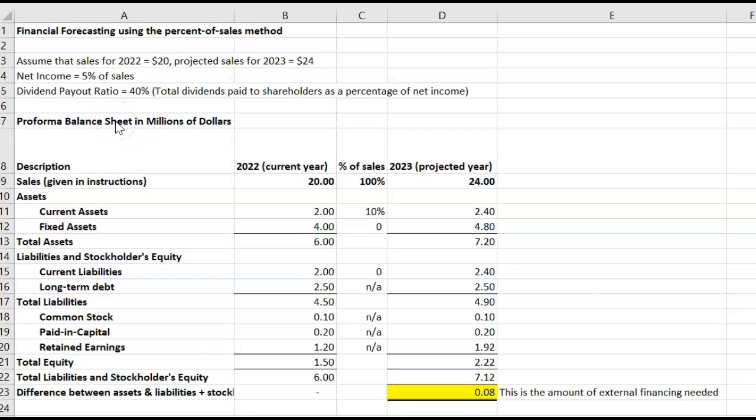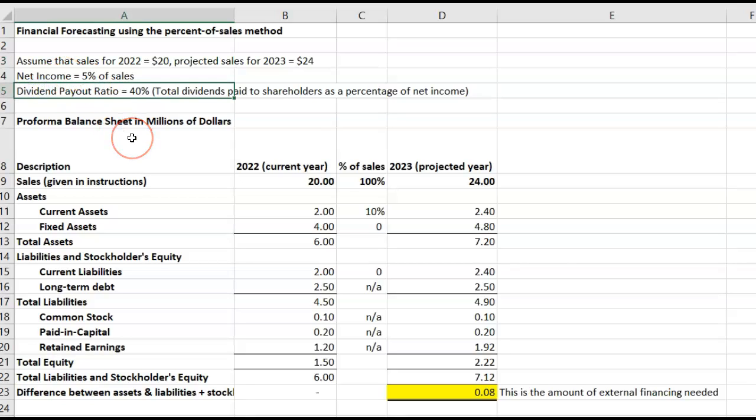So if we look at our example here, this is from the textbook, the same example as the textbook. We're given this information. Our sales for 2022 are 20 million. Remember that this financial statement is expressed in millions of dollars. So 2022 sales are 20 million. And then the company's gone through the exercise of projecting their sales already. They've already done a sales budget. So they know 2023 sales will be 24 million. They've also gone through the exercise of calculating what all their expenses will be. So they know that their net income will be 5% of sales.